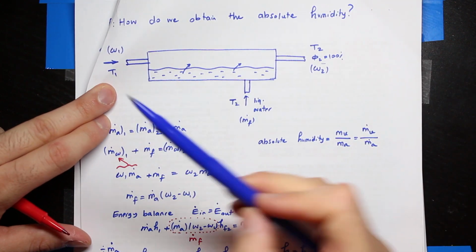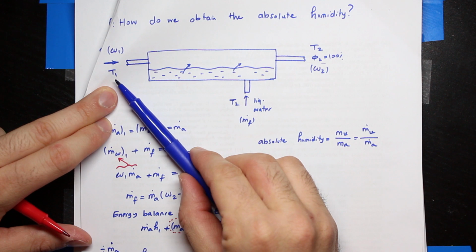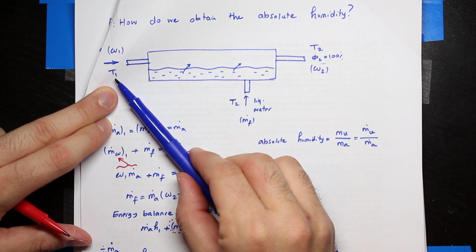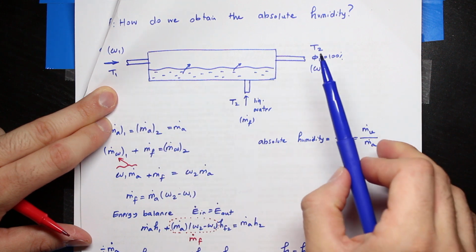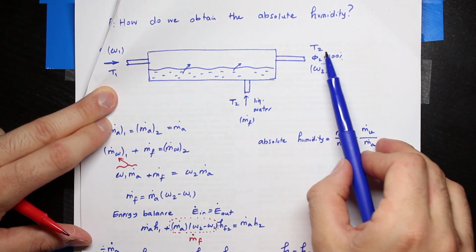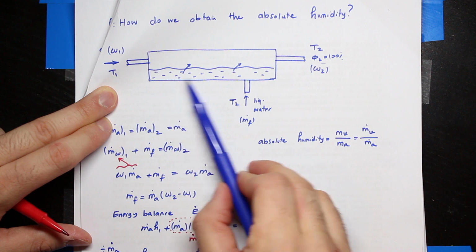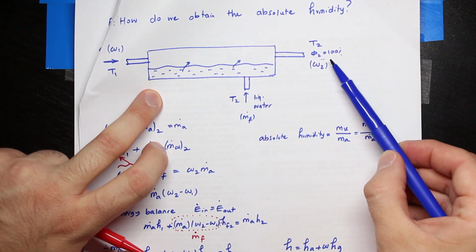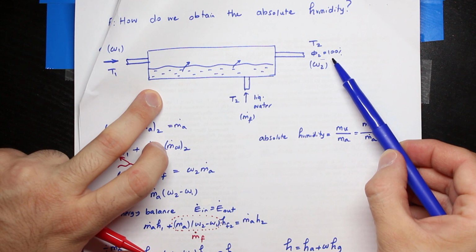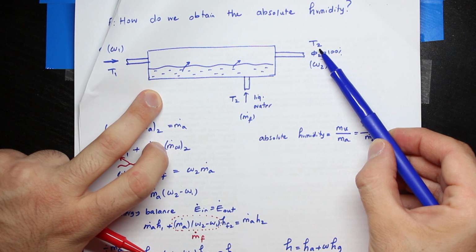Now, we have a bunch of definitions. The temperature that we have in the air is the dry bulb temperature, so this T1 is the dry bulb temperature. T2 is the wet bulb temperature, simply because this channel or container is long enough that it gives us a relative humidity of 100% at the exit. Because of that, T2 is the wet bulb temperature.